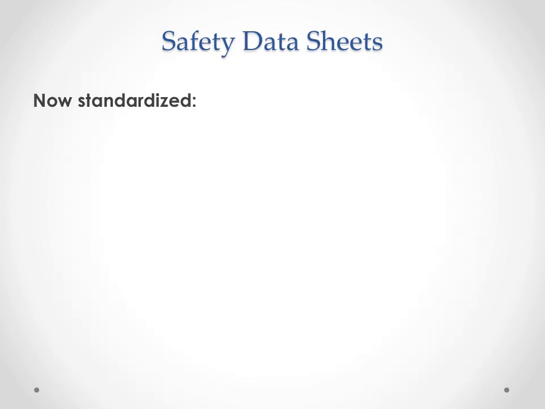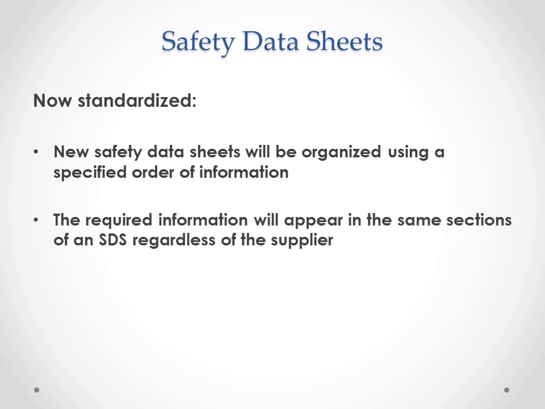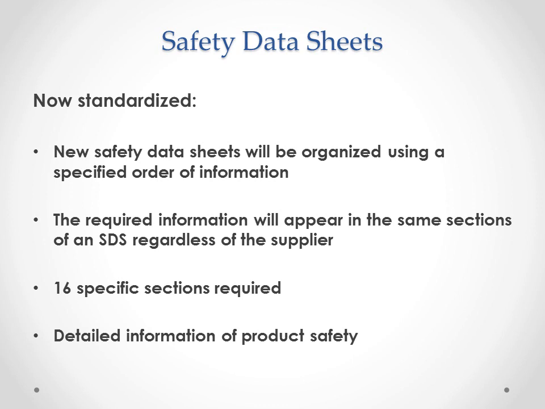Now let's move on to the new standards for safety data sheets. And they are now standardized. They'll be organized using a specific order of information. The required information will appear in the same sections of an SDS regardless of the supplier, so they no longer can just format it the way they want. There will be 16 very specific sections that will be required, although not all of them are enforceable under OSHA regulations. As part of the GHS, you'll see 16 sections.